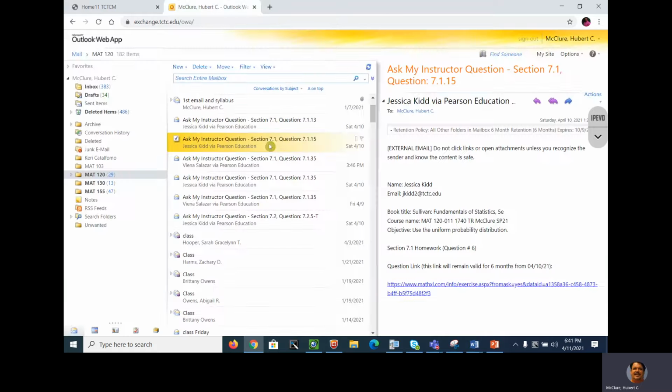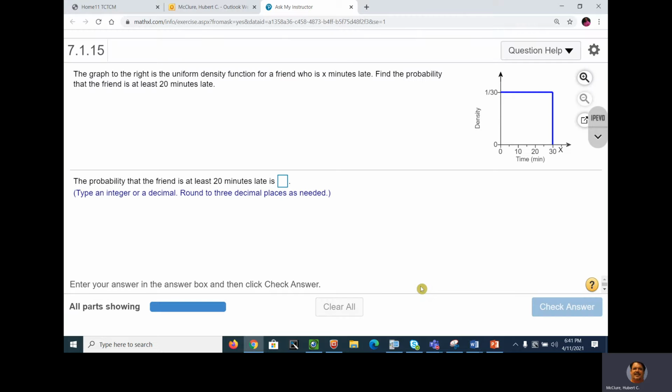Next question, 7.1, 15/6. I think that's kind of the same question, isn't it? I'm looking. Okay, no, it's not. 7.1, 15/6. You've got uniform distribution. Base is 0 to 30. So therefore the height is equal to 1/30.